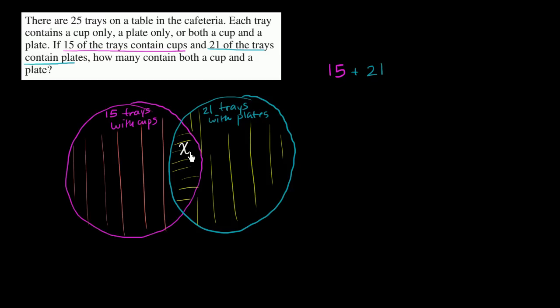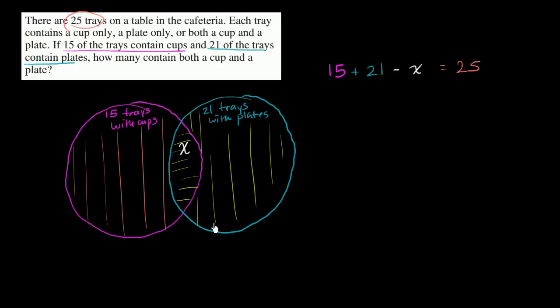But if we did that, we would be double counting this middle section, this x. This x is included in the 15, and it's included in the 21. And so to not double count it, to get the total number of trays, we would want to subtract the x one time. So now we're only counting the x once. And they tell us that the total number of trays is 25. So this is going to be equal to 25.